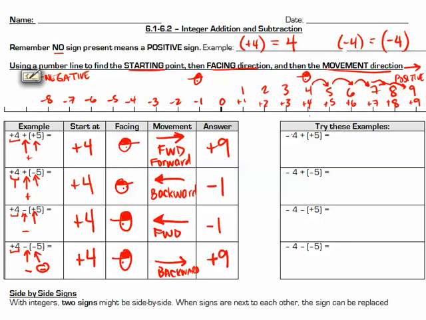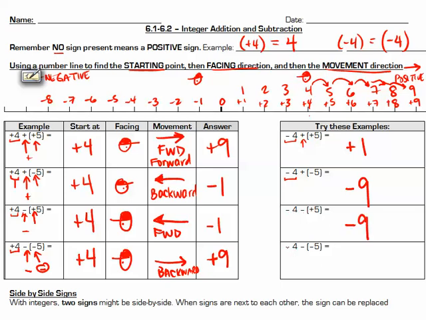So the first one starts at -4. We are facing the right and we walk forwards, meaning that we end up at +1. Again, this one, we are at -4. We're facing in the positive direction, but we're working backwards. So we're working backwards to -9. And -4 minus +5 is the same thing as -4. Facing the negative direction, walking forwards is -9.